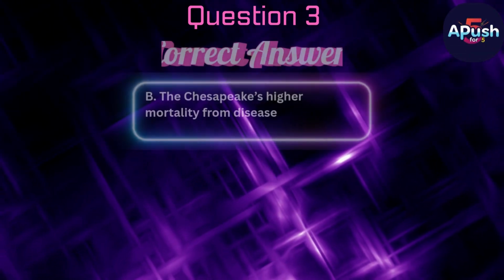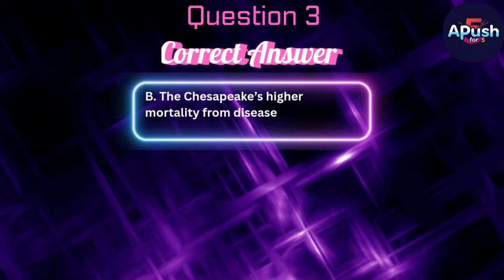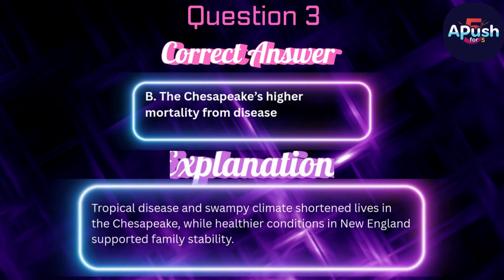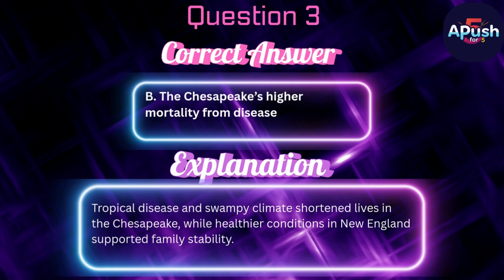The correct answer is B. The Chesapeake's higher mortality from disease. Tropical disease and swampy climate shortened lives in the Chesapeake, while healthier conditions in New England supported family stability.